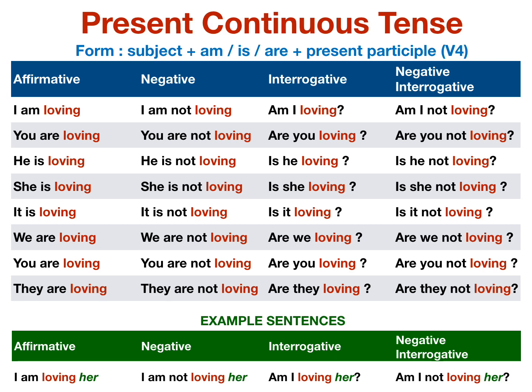It is loving. It is not loving. Is it loving? Is it not loving? We are loving. We are not loving. Are we loving? Are we not loving? They are loving. They are not loving. Are they loving? Are they not loving? Example sentences. I am loving her. I am not loving her. Am I loving her? Am I not loving her?